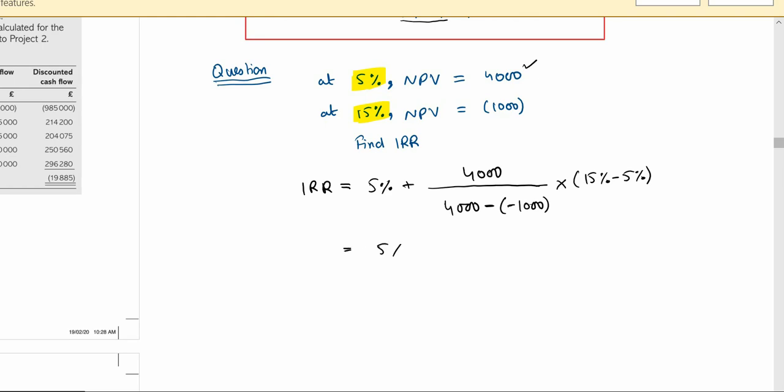So 5% plus 4,000, minus minus plus, 4,000 plus 1,000 will be 5,000, multiplied by 15 minus 5, which is 10%. Now what is the answer of this? Can you calculate by using the calculator? 0.08.